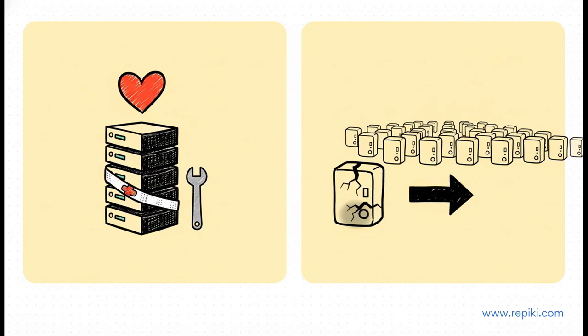In the old days, we treated our servers like pets. You'd give them a special name, you'd nurture them, and if one got sick, you'd spend hours trying to fix it. Not anymore. Today, in the world of Kubernetes, we treat our applications like cattle. They're totally interchangeable, and if one has a problem, you don't fix it, you just replace it.